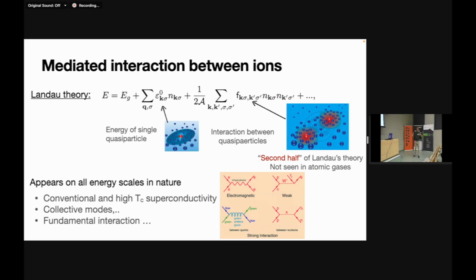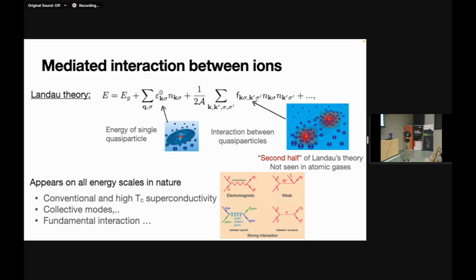But our motivation is that since you in the ion community are very good at measuring spectroscopy of the phonon modes, maybe you can see this induced interaction in your experiments. It's important for Landau theory, because you need to be able to describe superconductivity, collective modes, and so on. If you just know the first half of Landau theory, the energies of the quasiparticles, it's not enough. You also need to know how they interact. And at a fundamental level, even elementary particles interact via an induced interaction.